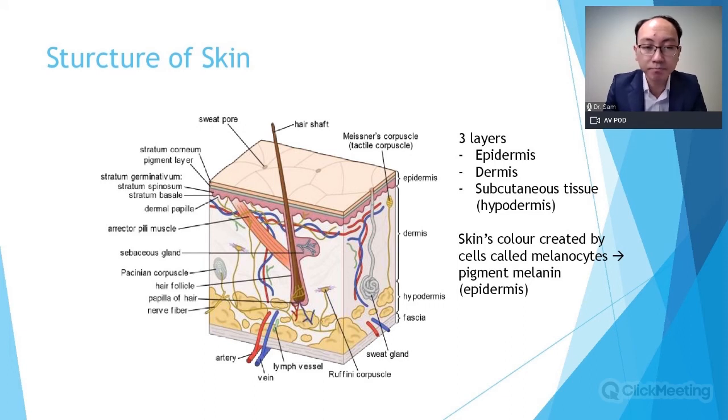These four layers of the epidermis are important, and most skin conditions actually happen in the epidermis layer. The dermis layer normally has a lot of blood vessels, and subsequently there is the subcutaneous tissue, which contains fat, our hair shafts, and our sweat glands. Our skin color is created by cells called melanocytes, which produce a pigment called melanin. This melanin is in our epidermis layer, and the different quantity of melanin determines your skin color.